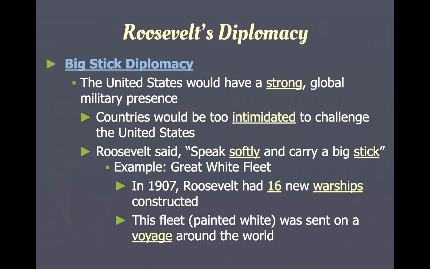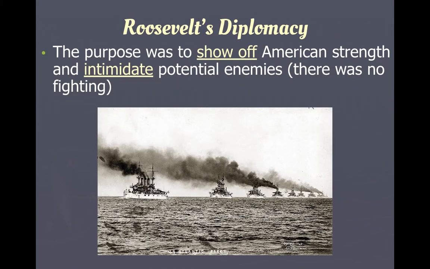For example, he's going to send the Great White Fleet around the world. Basically, Roosevelt had 16 new warships constructed. Then he sent this fleet, all painted white, on a voyage around the world. I'll show you a map in a second. But the purpose was to show off American strength and to intimidate potential enemies.